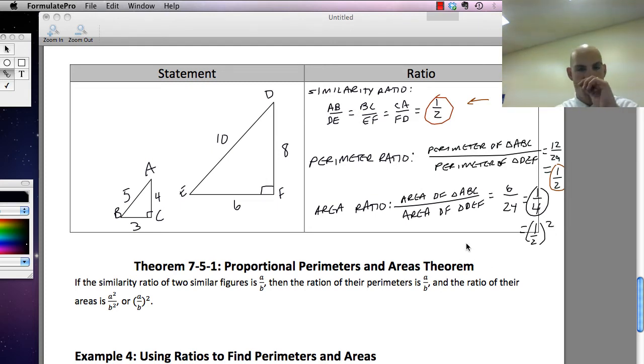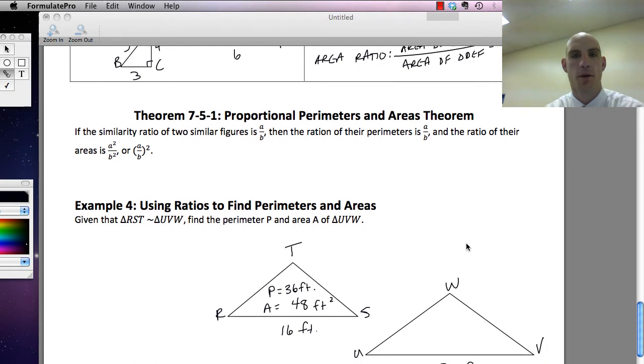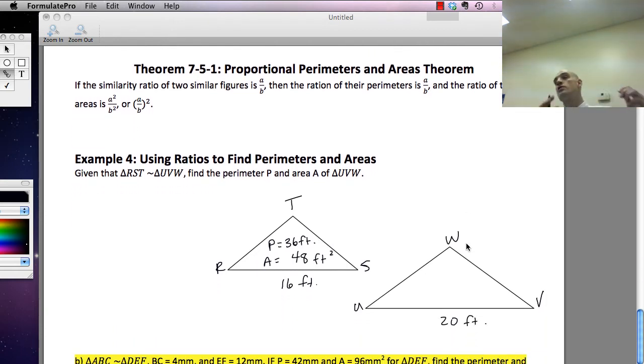And that's our next theorem. Our theorem is the proportional perimeters and areas theorem. We used those two triangles as an example, but really this is true for all similar figures. If the similarity ratio of two similar figures is A to B, then the ratio of their perimeters is A to B, so it's the same as the sides, and the ratio of the areas is A squared over B squared, or (A/B) squared.